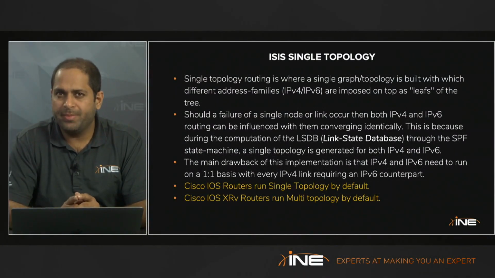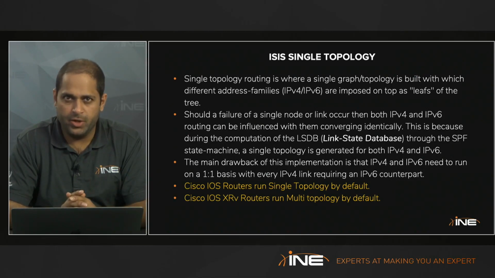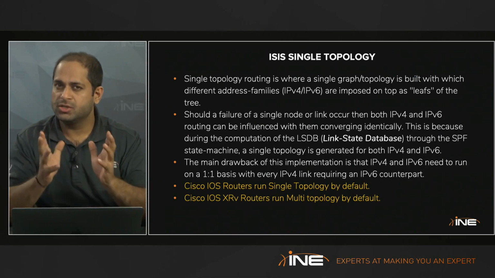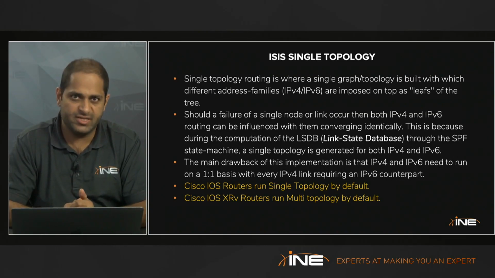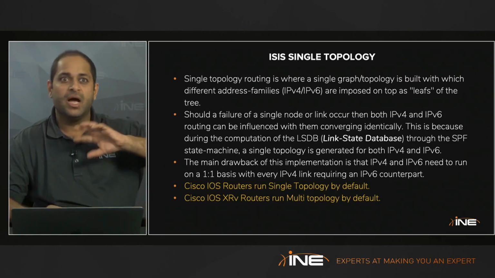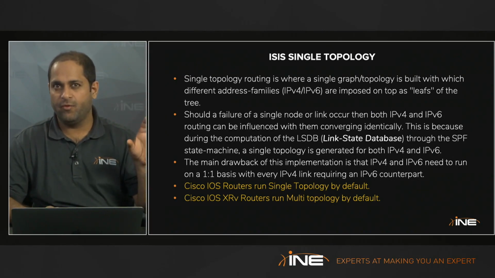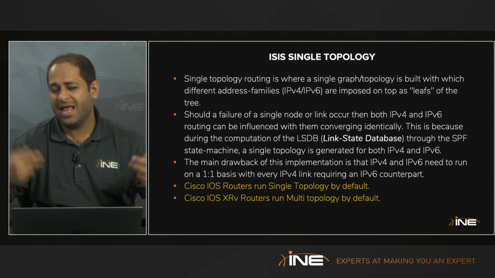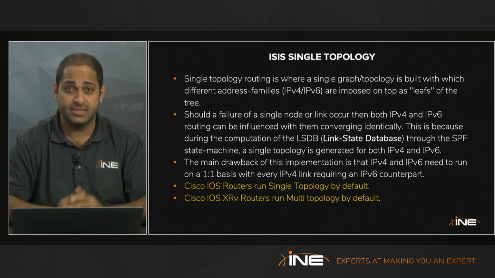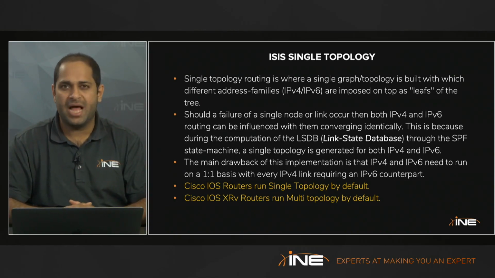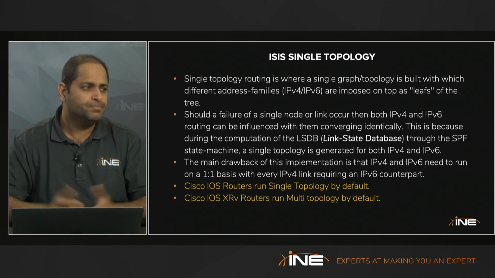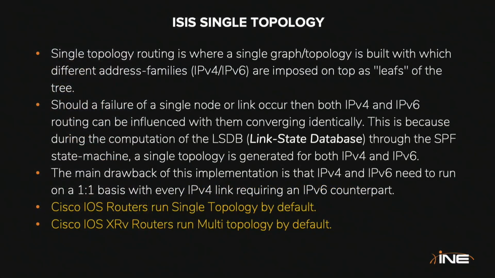Running single topology basically optimizes your infrastructure when you have IS-IS, where you can have just one single database for both the address families. So instead of running a separate address family for IPv4 and a separate one for IPv6, and having two separate databases, with single topology you would have just one database for both the address families. It's like IS-IS becomes the tree, and your IPv4 and IPv6 address families are leaves of that tree.